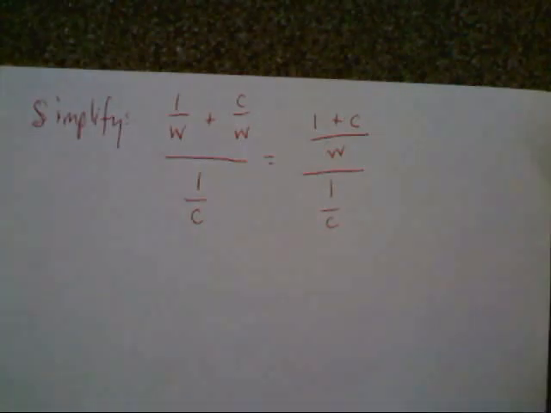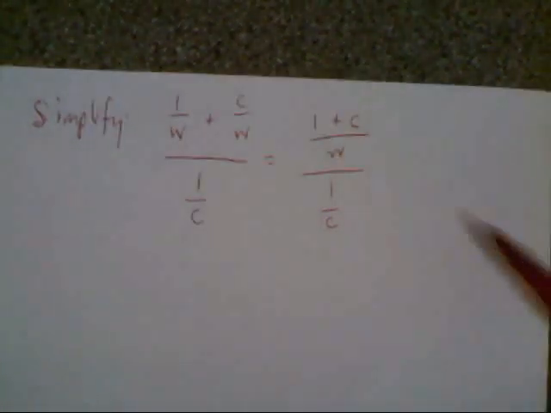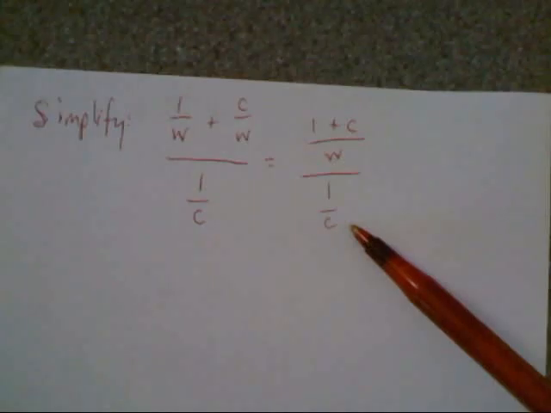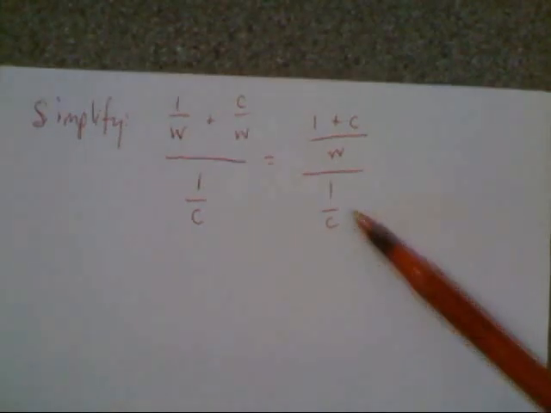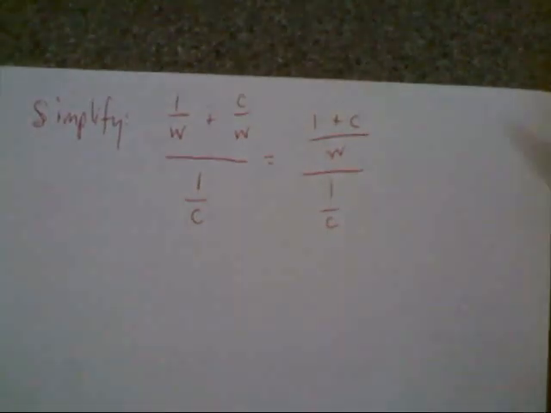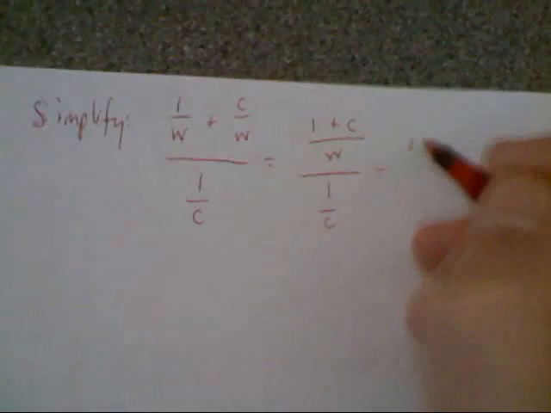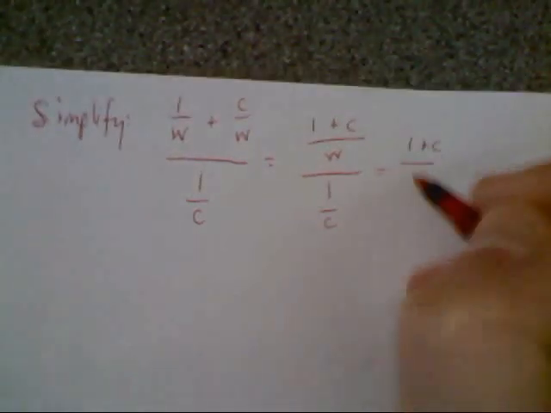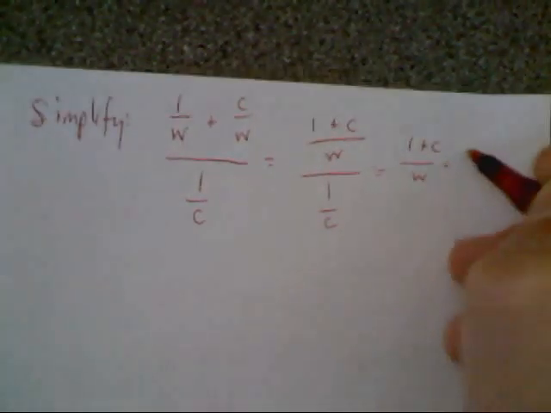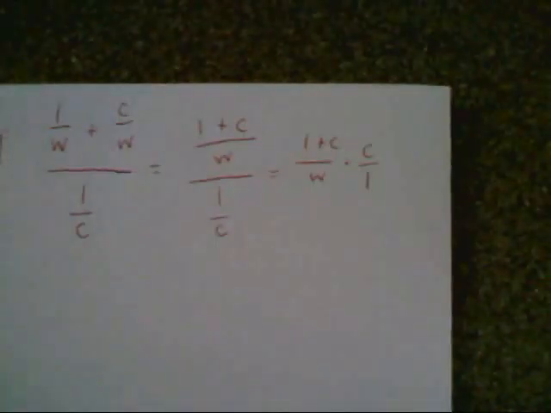Okay, we get to this point. We have our common denominator. So first step, find the common denominator. What do we do now? Bring it to the top. What do we do when we bring it to the top? Flip it, and we change it to multiplication. So it becomes, the denominator becomes C over 1.